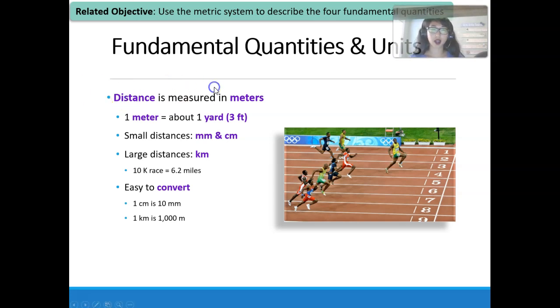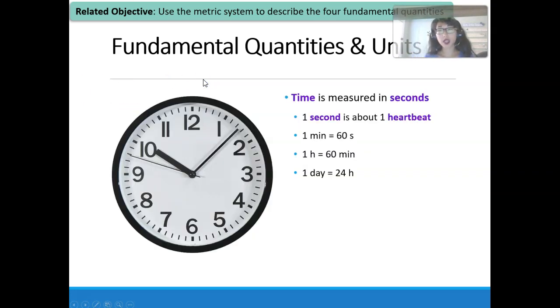All right, moving on to our next one. All right, so time is probably pretty familiar to you. Time is actually the one system that's similar between both metric and English. So time is measured in seconds, and 1 second is about the time it takes for your heart to beat. So it's about the same as 1 heartbeat. 1 minute is made up of 60 seconds, 1 hour is made up of 60 minutes, and 1 day is made up of 24 hours.